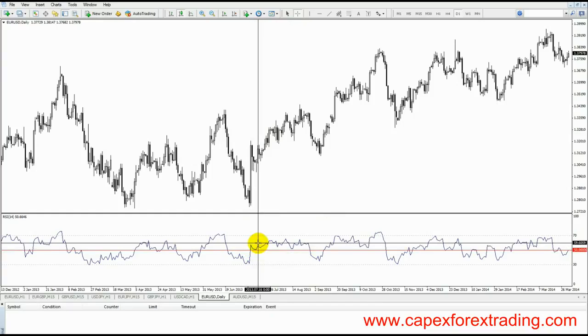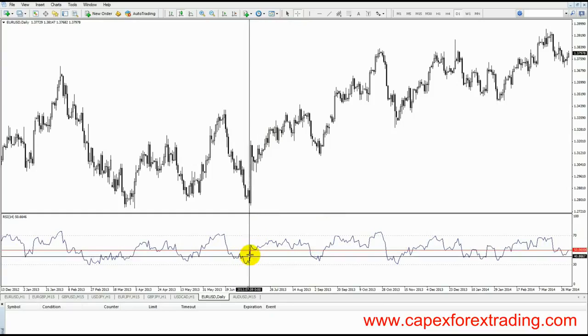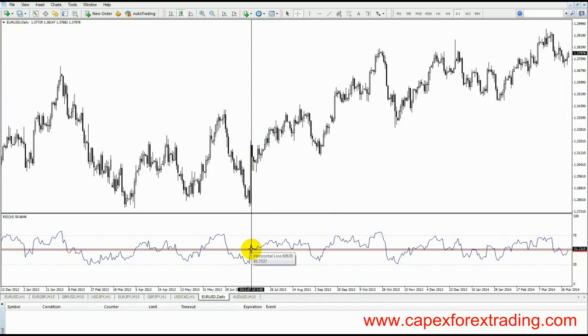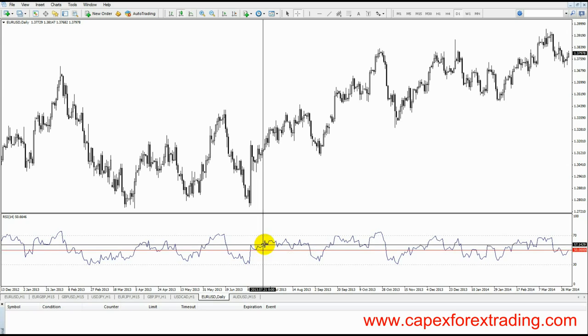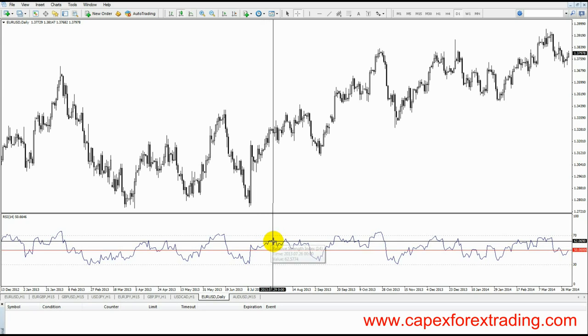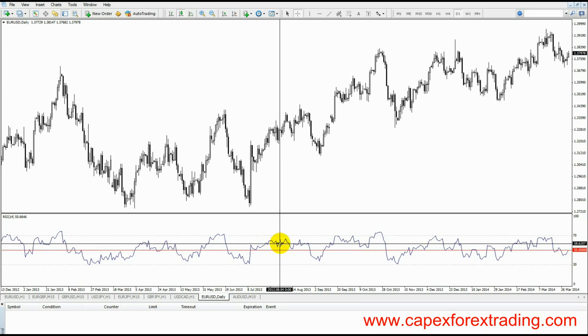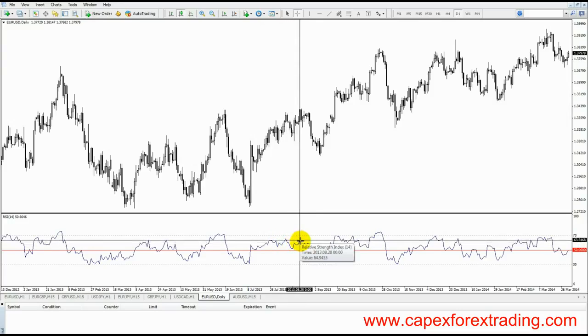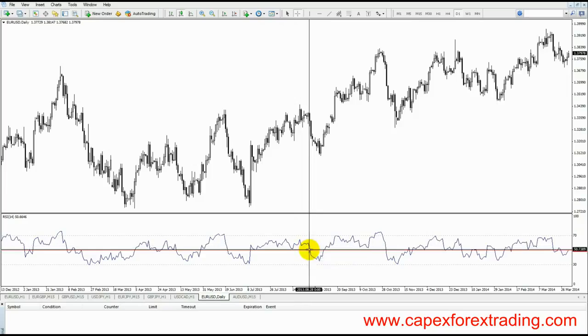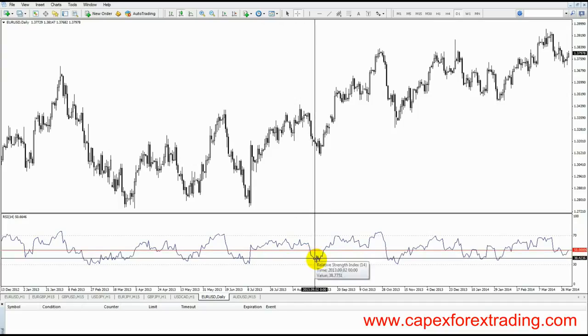So in general terms, what we've got here is the RSI line crossing the 50% level. And as I move my mouse across the RSI line, you can see that the prices are showing us an uptrend. So we are above the 50% line and prices are still moving upwards. Now at this point, we've crossed back down under the 50% line and we have a downtrend in prices.